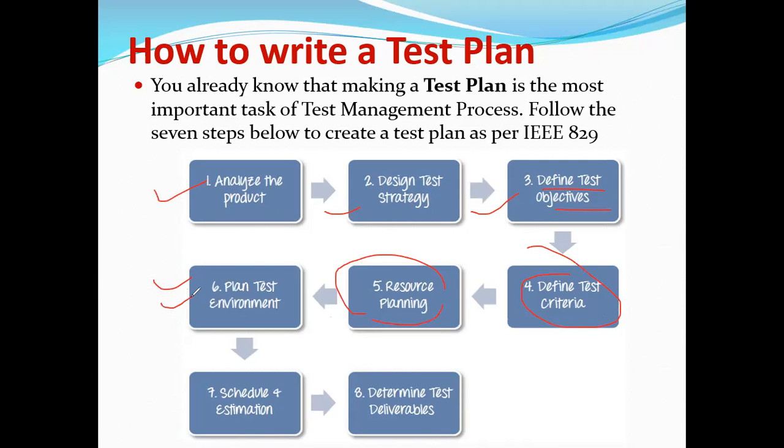Then comes your sixth stage, that is plan the test environment. Then after, schedule and estimation, you have to define the schedule, in how many days, how much part of the product you are going to complete, like that. Schedule and estimation we already have seen while seeing the definition for the test plan. And finally, determine the test deliverables. That means after testing, what will be the output, and accordingly what will be the deliverables to your customer or the development team, that you have to define at that particular stage.